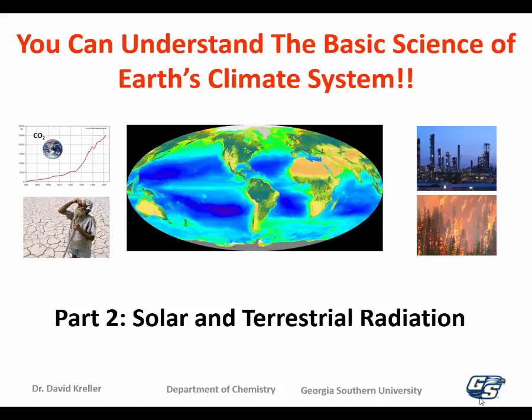For example, the interaction of incoming solar radiation with certain components of Earth's upper atmosphere, mainly in the stratosphere, leads to the presence and activity of the ozone layer. And as we'll see in the part 3 video, the interaction of outgoing terrestrial radiation with certain components of Earth's atmosphere, mainly in the troposphere, leads to the greenhouse effect.